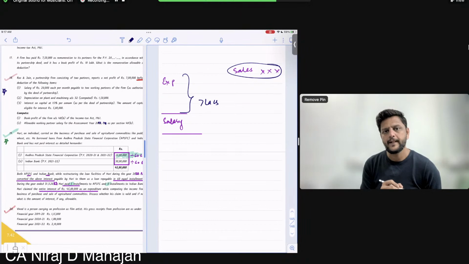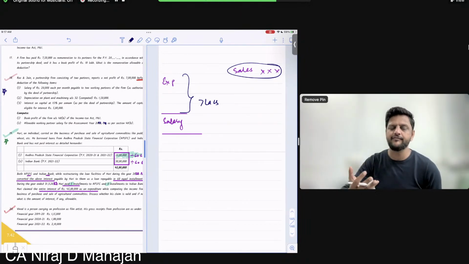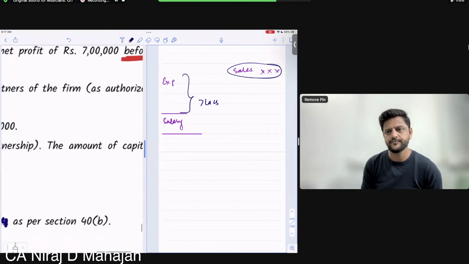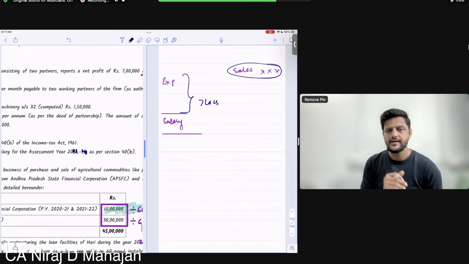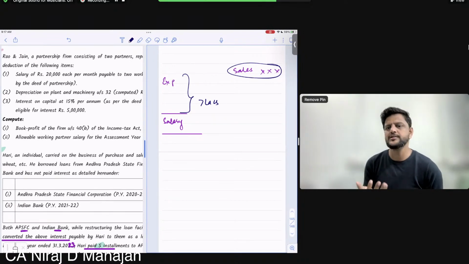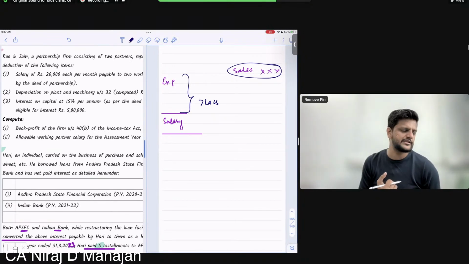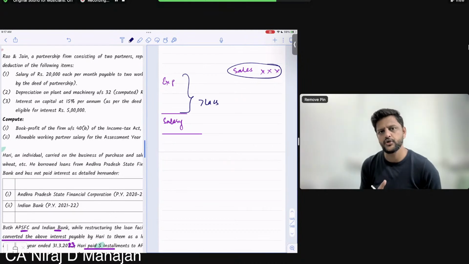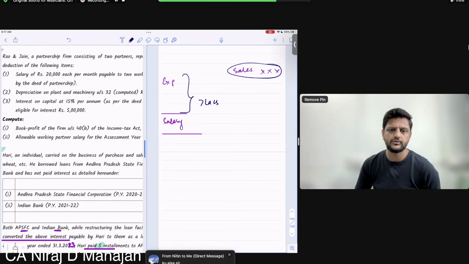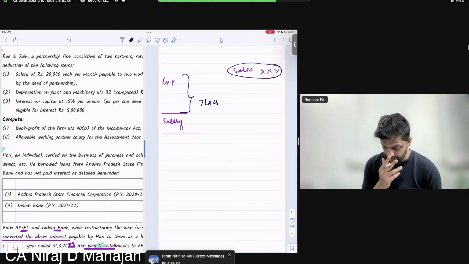Are you getting my point? So the 7 lakhs figure doesn't have the expenditure of salary. So I will not disallow the salary as per books. Because the word used in the question is "before the following items", and what are the items? Salary as per books is given to you. So we will not disallow it because it is not included in the calculation of 7 lakhs. Understood or no, everybody? So be very careful.